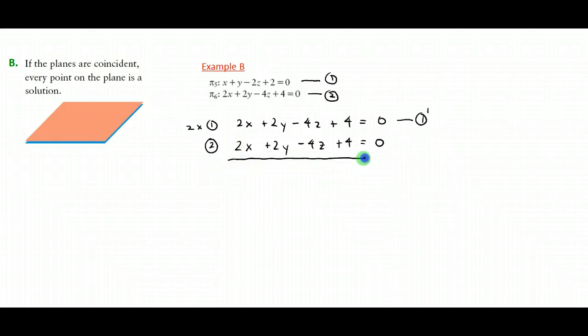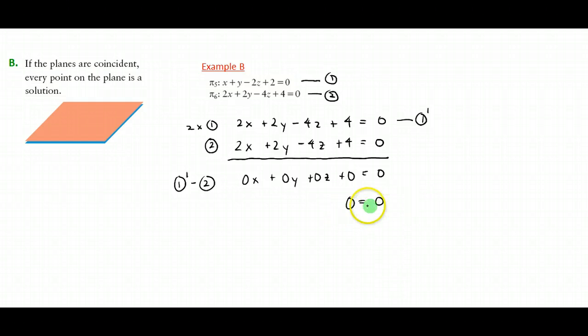Notice what's happened here when I scaled equation 1 up by 2 so that I could do elimination. Every term is the same, even the d-value. And we found in the previous video that the d-value was scaled up by the same scalar as the normal vectors. So now when I do equation 1 prime minus 2, I end up with zeros everywhere. So my conclusion here, the final step, is that 0 is equal to 0. So my conclusion is that this is true. So it means there are intersection points when I consider both of these equations together. But this doesn't tell me anything. In other words, there are no restrictions on x, y, and z.